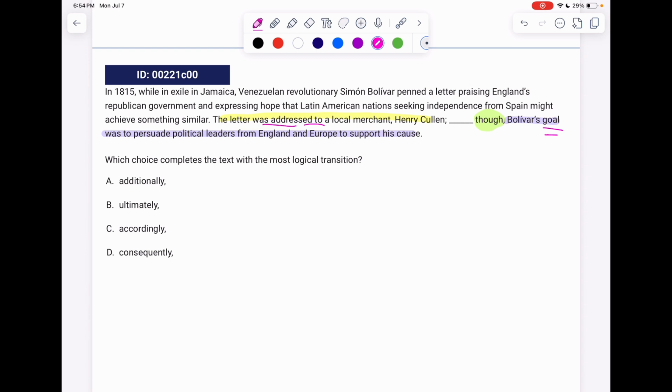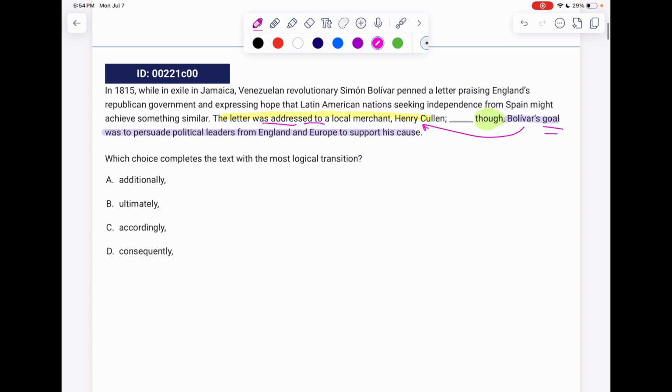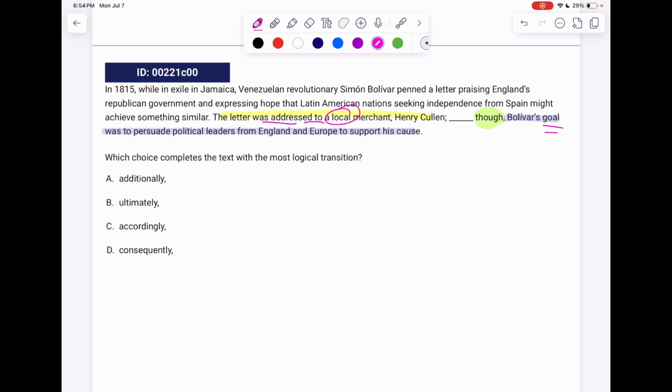Additionally would be incorrect because it uses a transition that indicates the addition of an agreeing idea. However, the second part of the sentence actually disagrees with the first part. It's a different goal. We're not going for local. We're going for England and Europe, somewhere else, right? And not a merchant. I'm going to get a little, so I can do some circling. It's not a local merchant, it's political leaders. So that's contrasting, not adding agreeing information. So we can cross that guy out.